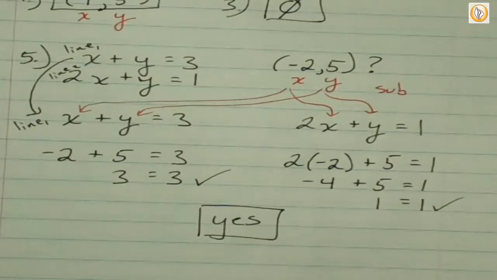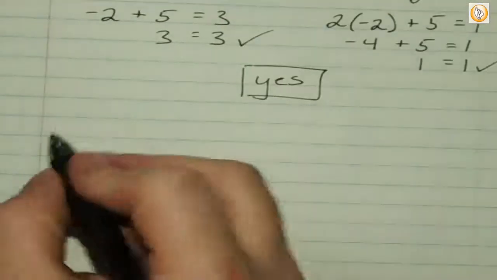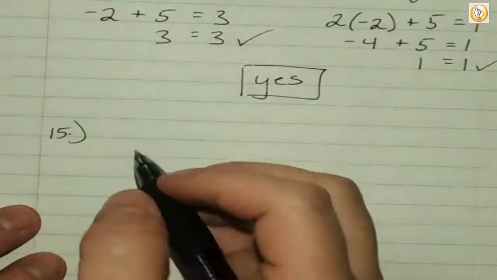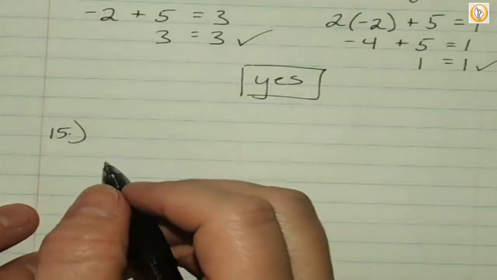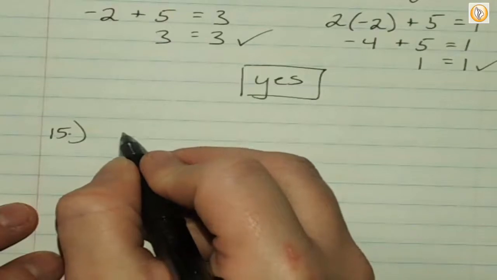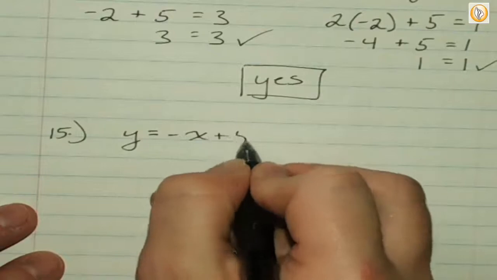Are y'all getting this so far? Not too bad, right? All right, I'm going to do one more example. Everyone ready? Because I think this is not too bad. Number 15. It says solve each system by graphing. They give us y equals negative x plus 5.